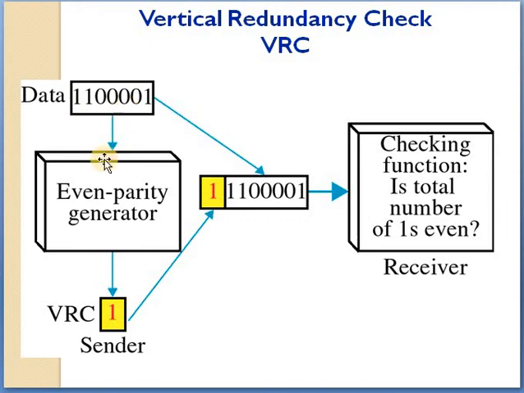First, this is the data. The even parity generator checks the number of ones; it is odd, and since we use even parity, a 1 is appended as the VRC or parity bit by the sender, and it is sent to the receiver. At the checking function, the receiver checks whether the total number of ones is even. Suppose it is even, then the data is correct as sent by the sender. This is called the vertical redundancy check technique.